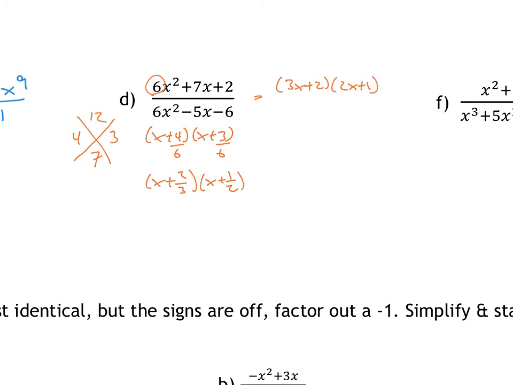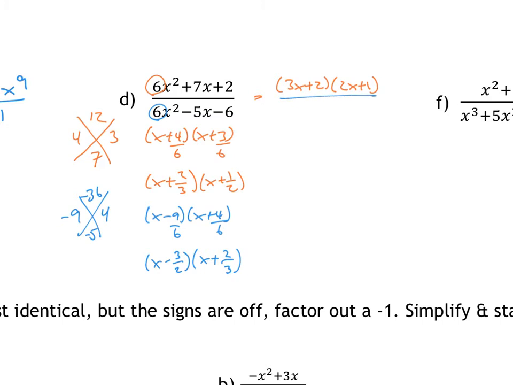All right, let's look at the bottom. 6 times negative 6 is negative 36 to get a negative 5. So that's a negative 9 and a positive 4. So x minus 9 and x plus 4. I had that 6 once again, so divide by 6. So x minus 3/2 and x plus 2/3. Now, we'll take these up here. Remember, we kicked the bottom up, so I got a 2x minus 3, and I got a 3x plus 2.